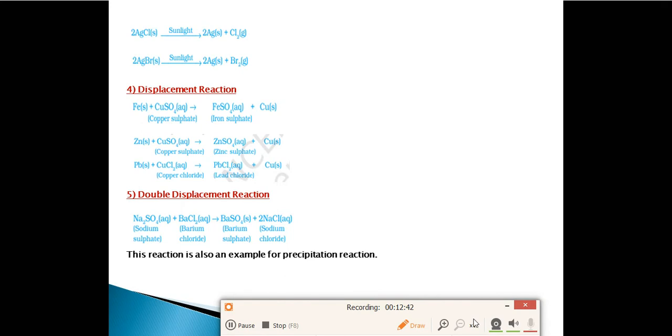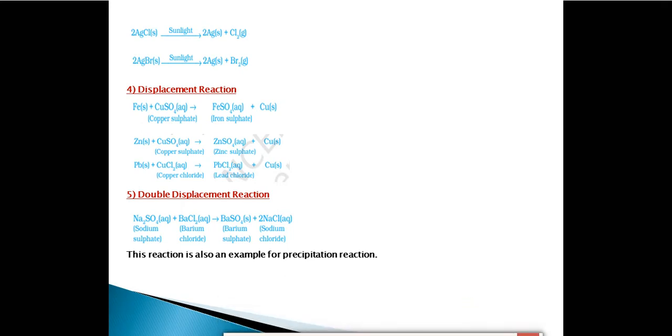I recommend you to learn the first example, iron and copper sulfate: Fe plus CuSO4 gives FeSO4 plus Cu. In that, iron is more reactive than copper.